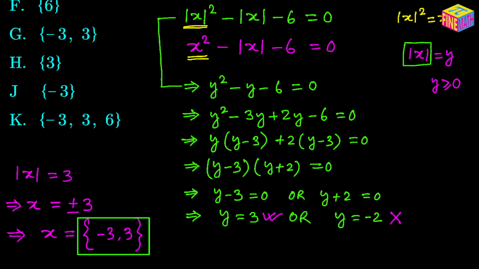And if you look at our answer options, we have negative 3 comma 3 in the set, that would be option G. So option G is the correct option.